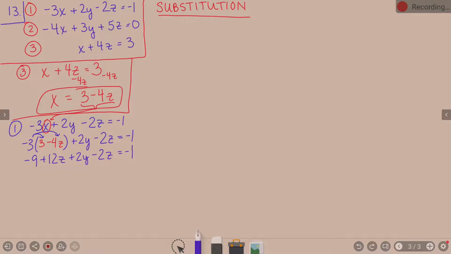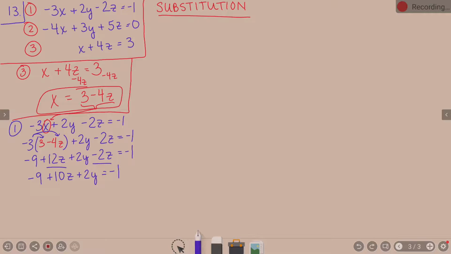Okay. What kind of steps do I need here? Combine like terms, which I see. I'm assuming Justin's referring to the 12z and the minus 2z. What is 12z minus 2z? 10z. So I'm still going to have negative 9, 12z minus 2z is going to be plus 10z, I still have a 2y, and it still equals negative 1.